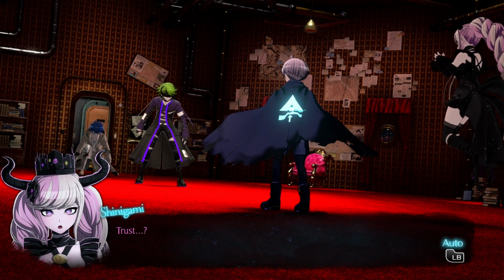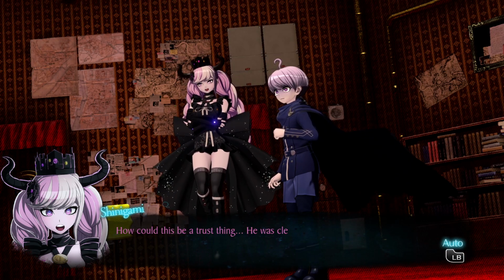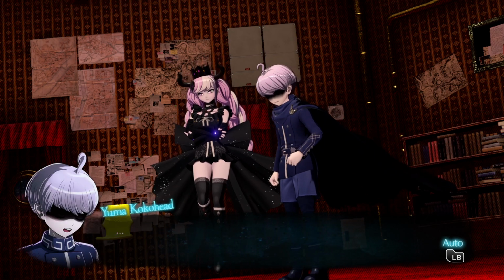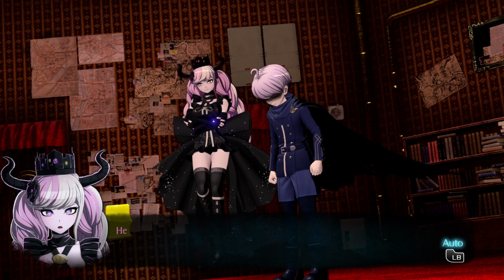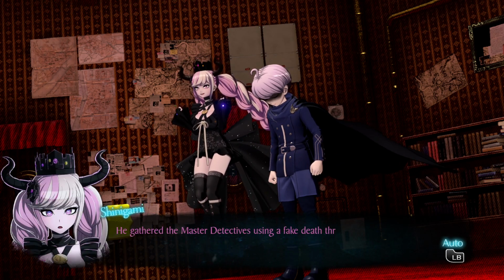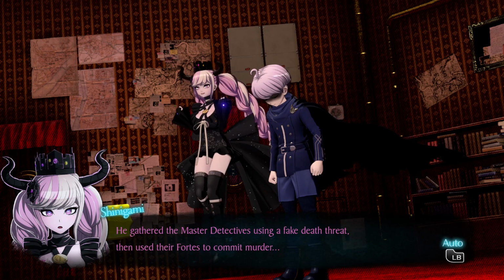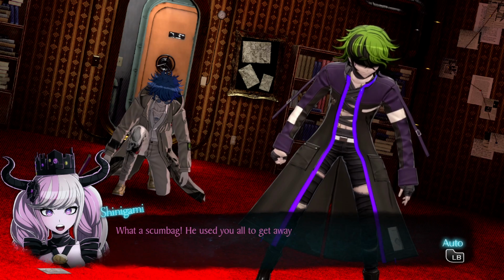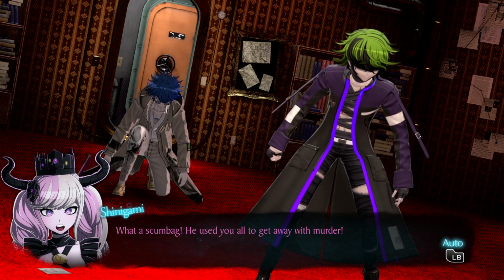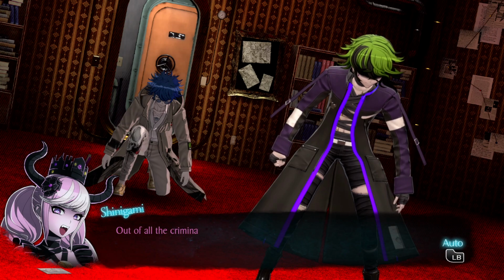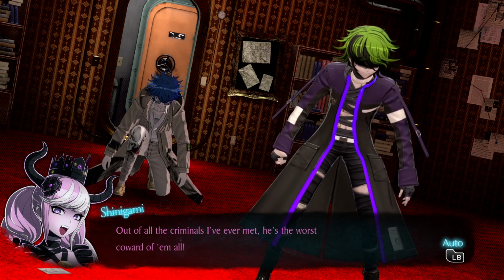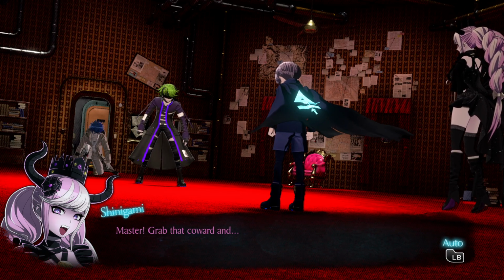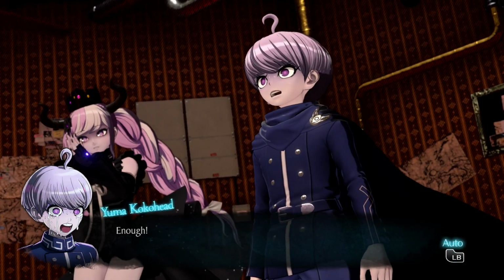Trust? How could this be a trust thing? He was clearly taking advantage of you all. Really? He gathered the master detectives using a fake death threat, then used their Fortes to commit murder. What a scumbag! He used you all to get away with murder! Out of all the criminals I've ever met, he's the worst coward of them all! Vidia, or Master, grab that coward and... Enough!